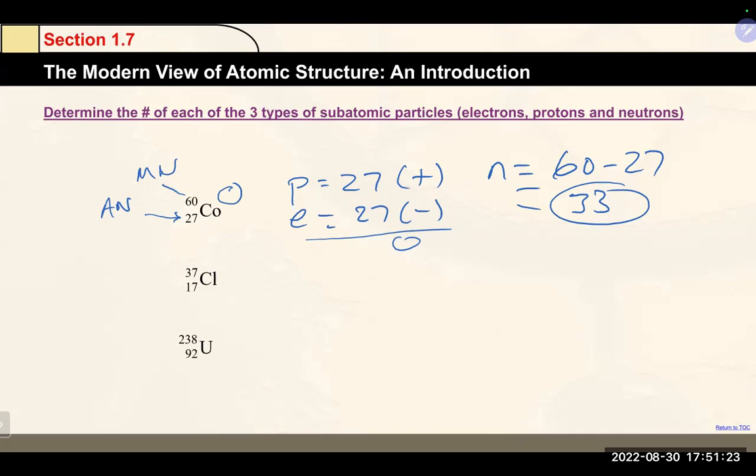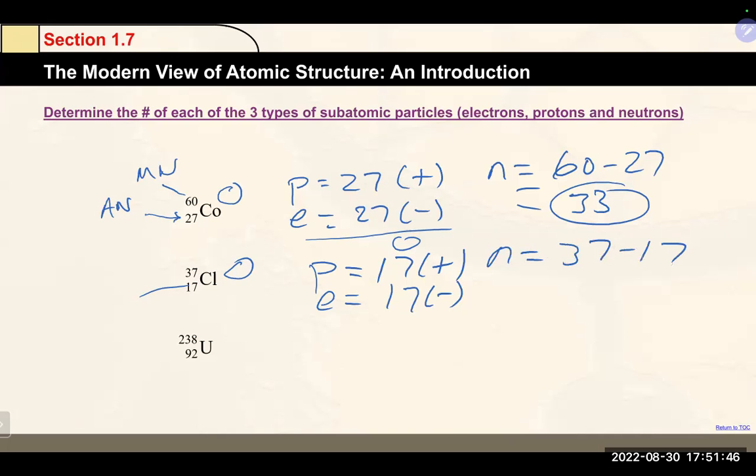Looking at the next one, which is chlorine. Once again, we see it's neutral. We don't see any charge written there. We're going to look at the bottom number to tell us the atomic number, which is 17. So once again, this will have 17 protons. It will also have a matching number of electrons to balance out the charge. And looking at our neutrons, we have 37 minus 17 in this case, mass number minus atomic number, which gives us 20. Any questions on that one?